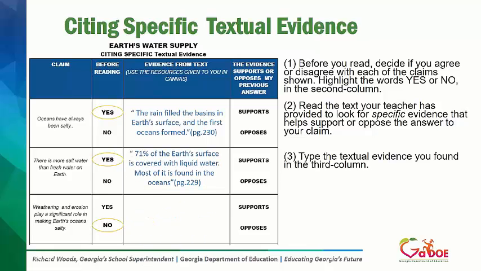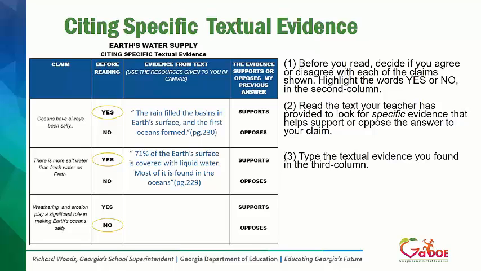There is more salt water than fresh water on Earth. So they found something like 71% of the Earth's surface is covered with liquid water. Most of it is found in the oceans. And so they quoted that, and then they gave me the page number where they found it. And the same thing for the last claim that I have here.